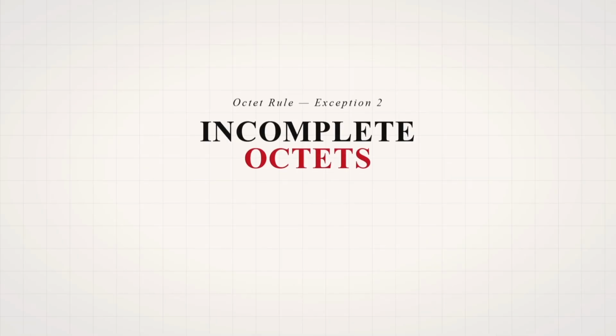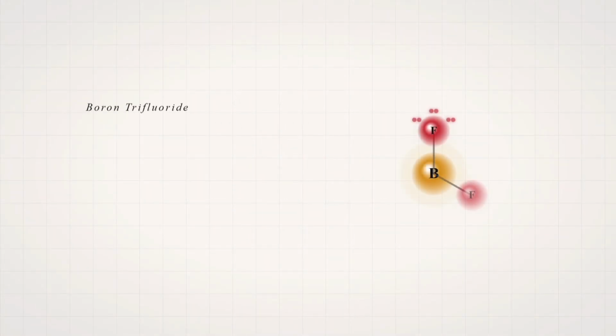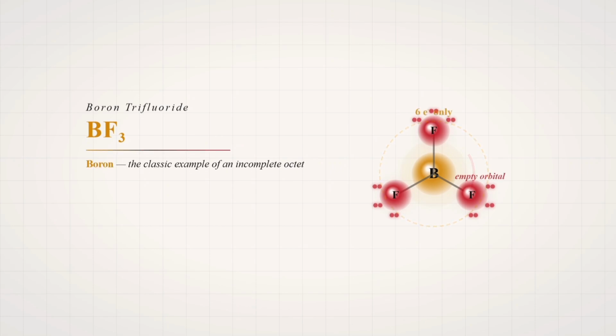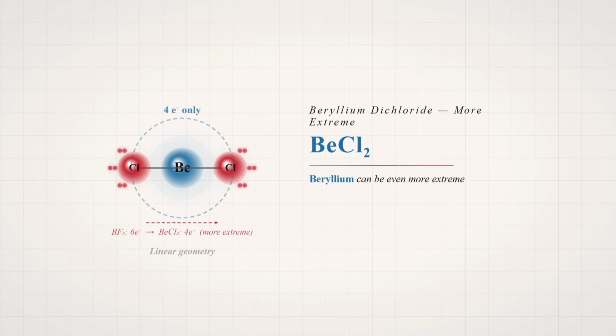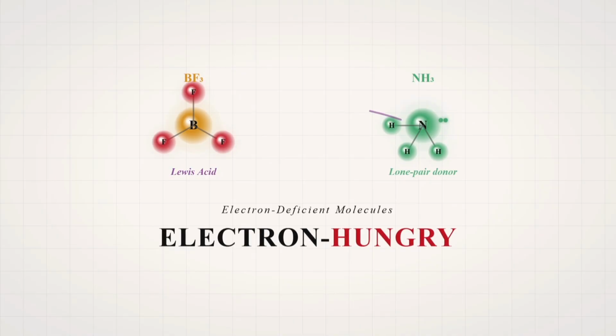On the other end, some atoms are perfectly happy with fewer than 8 electrons. Boron is the classic example. In boron trifluoride, BF3, boron only has 6 electrons around it, 3 single bonds, no lone pairs. It's electron deficient. Beryllium can be even more extreme. In BeCl2, beryllium only has 4. These molecules are electron hungry.